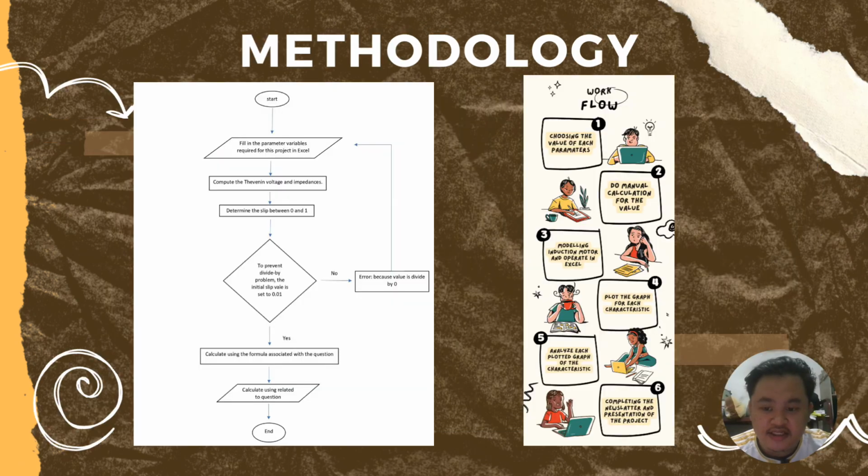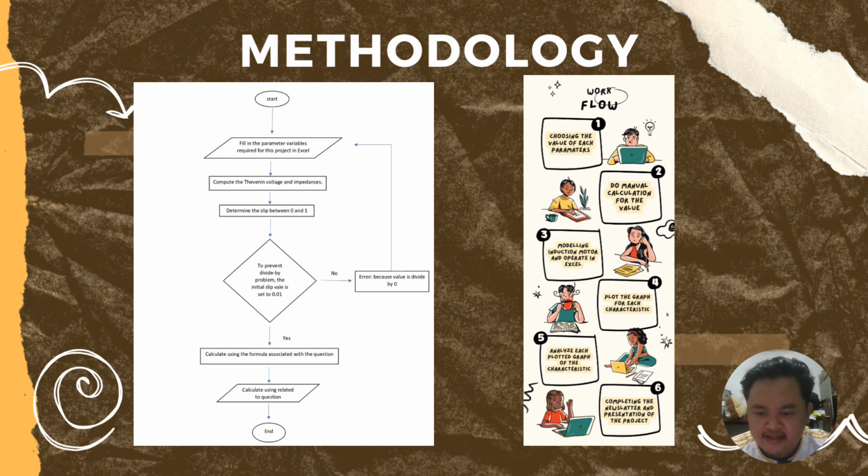Okay, for the methodology, we have to do the flowchart to run this Excel perfectly. To start, we have to fill in the parameter variables required for this project in Excel. Next, compute the Thevenin voltage and impedance in Excel, and when we do this, determine the slip between 0 and 1.